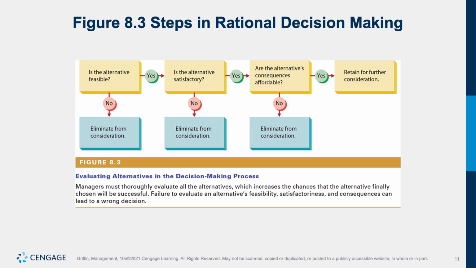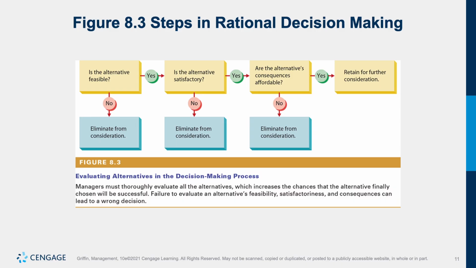Steps in rational decision making. The diagram on this slide illustrates the steps for rational decision making, and this helps keep the decision maker focused on facts and logic that help guard against inappropriate assumptions. And you find out that managers must evaluate all alternatives that are available from the set of alternatives required for decision making. They have to evaluate them to ensure that the chances are higher that the alternative chosen will lead to a successful outcome, right?